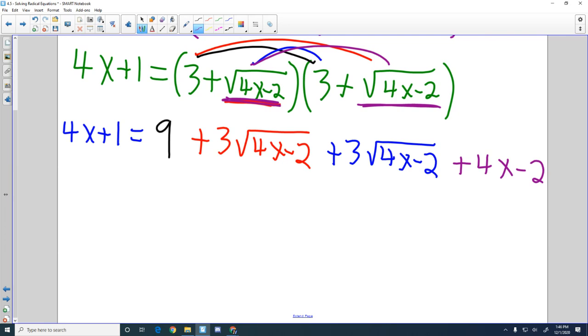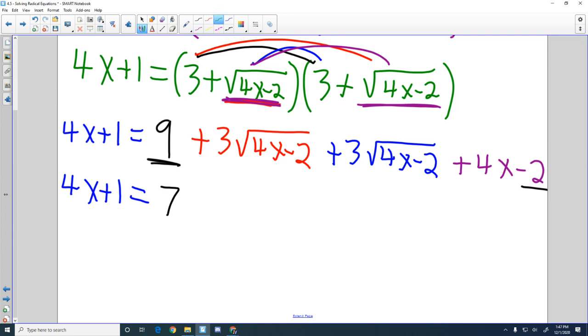Now, are there any like terms on the right side that we could combine? Yeah, we do have a few things. So first, let's rewrite the left side, the 4x plus 1 equals. Okay, so I've got a 9 here. Do I have any other constants, any other numbers all by themselves? Yeah, at the end is a negative 2. What is 9 minus 2? 7. It took us a little longer than I was hoping. 7.